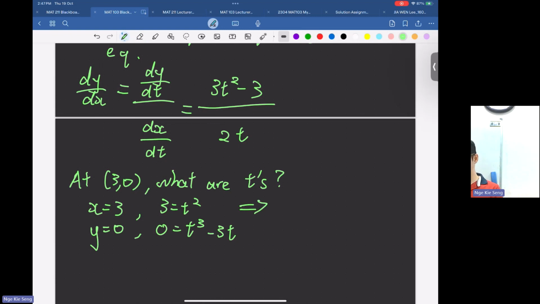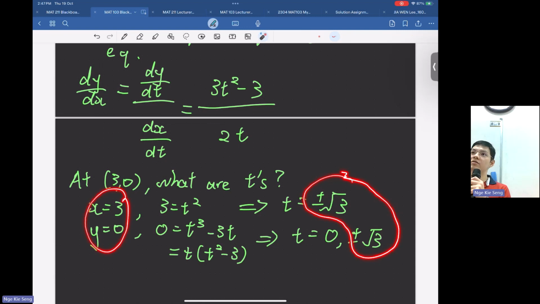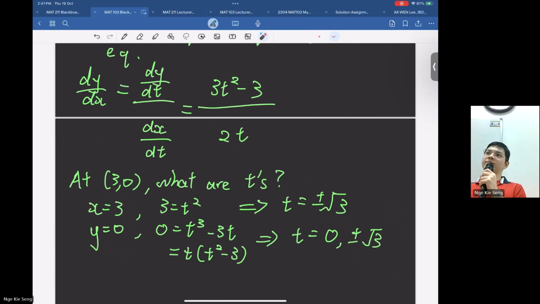So from the first part, how many t do you have? t equals plus or minus square root 3. How about the second part? It actually has how many roots? 3 roots: 0 and plus or minus square root 3. So in this case it means that only at t equals plus or minus square root 3 will we reach the point (3, 0). So you come back to the same point twice. Possible or not? Possible.